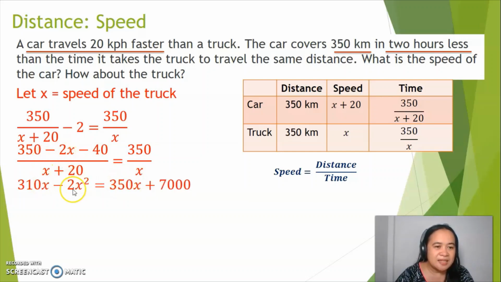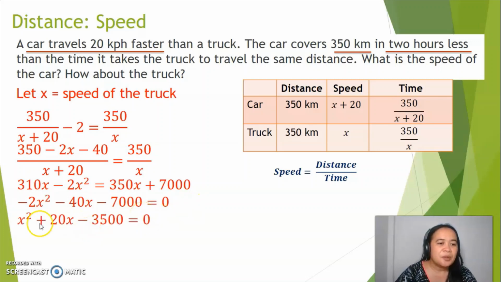Negative 2x times x is negative 2x squared. 350 times x, that would be 350x. 350 times 20 would be 7,000. Combining like terms, we will end up with this. Divide the entire equation by negative 2, we will end up with x squared plus 20x minus 3,500.